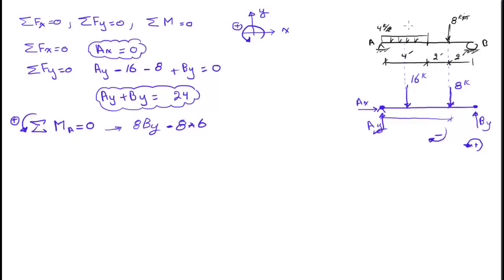Remember, the concentration of the distribution or distributed load is at the middle of this portion of the beam, which is 2 from point A. So it's gonna be 16 multiplied by 2, and that will give me equals to 0. But again, what is the sign here? Obviously the 16 will rotate this way, so it's a negative, so I put a negative here. And using this equation I can solve for By easily to be 10 kips.